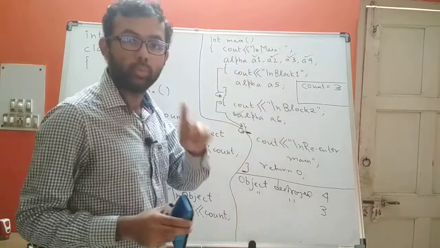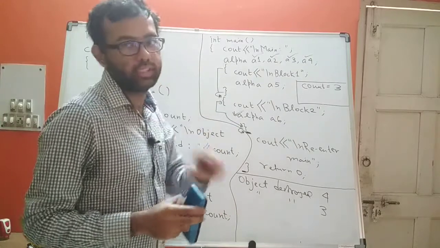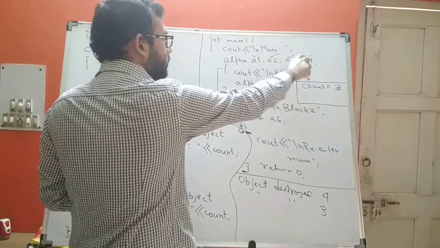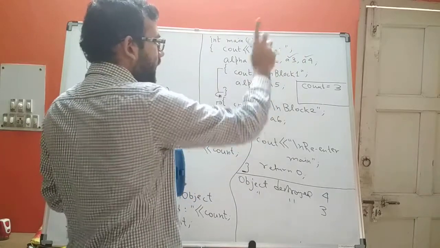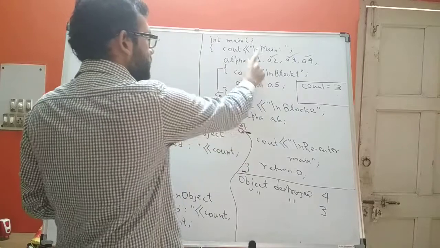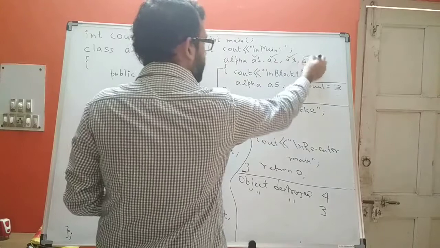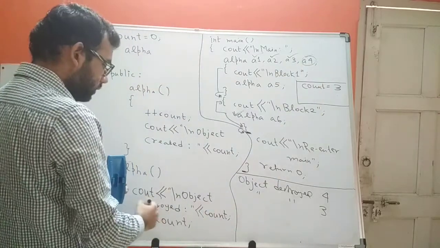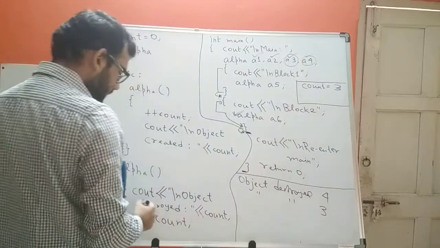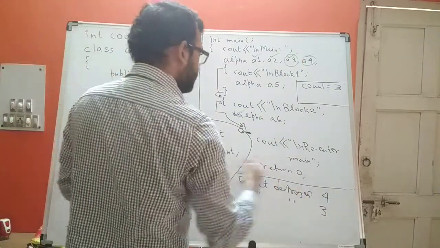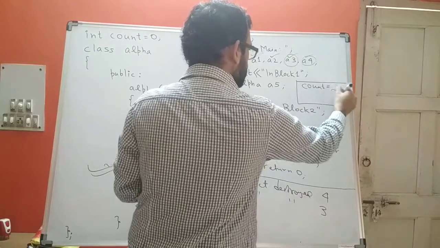Now each of these objects will be destroyed. And for destroying each of these objects, the destructor will be invoked once. For destroying A4, the destructor will be invoked once. For A3, once. For A2, once. And for A1, once. So first, A4 will be destroyed. This destructor will be invoked, and you will print the statement object destroyed 4. Then A3 will be destroyed, and object destroyed 3 will be printed. And after that, you will decrement the value of count by 1. So count will become 2.